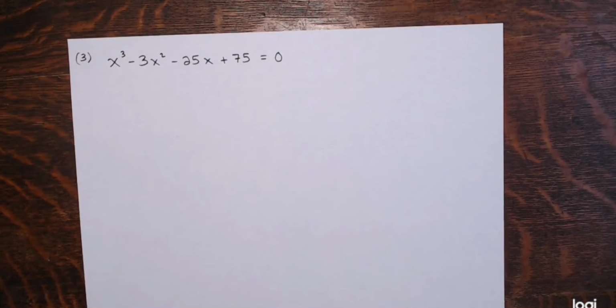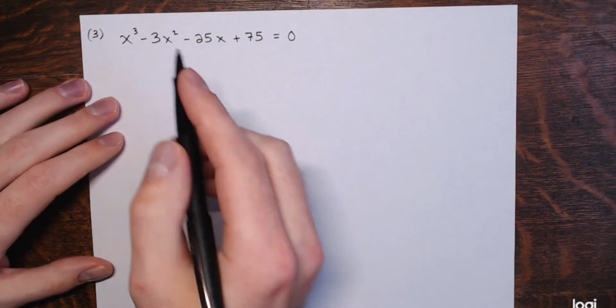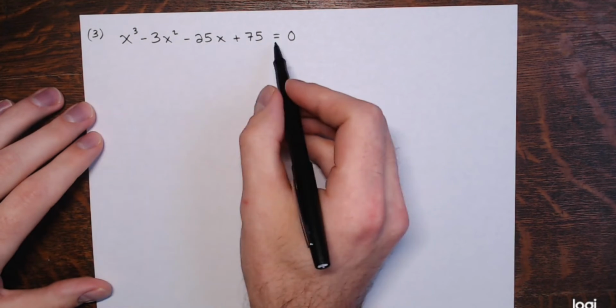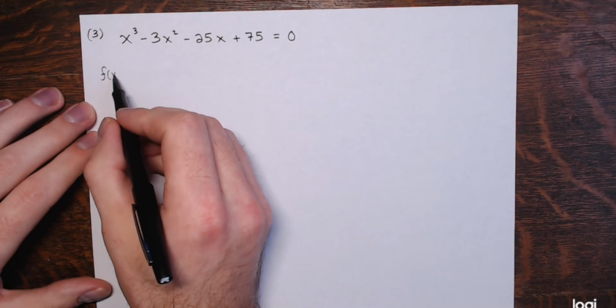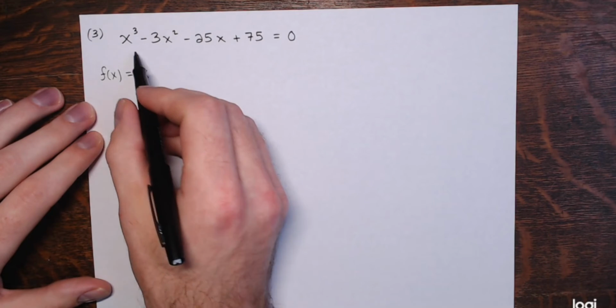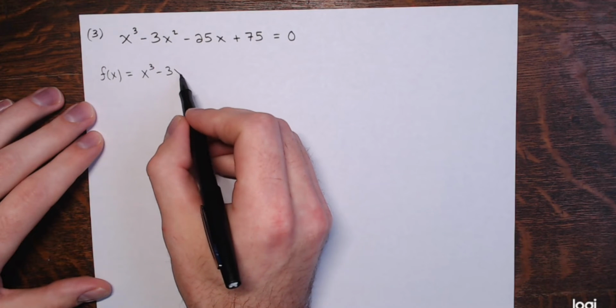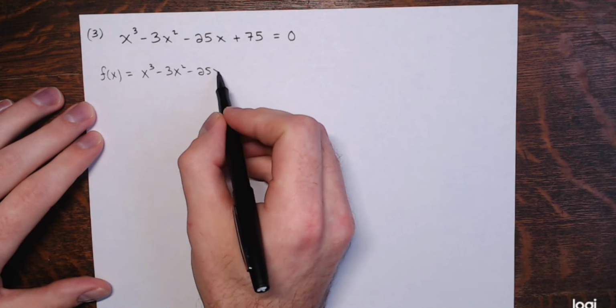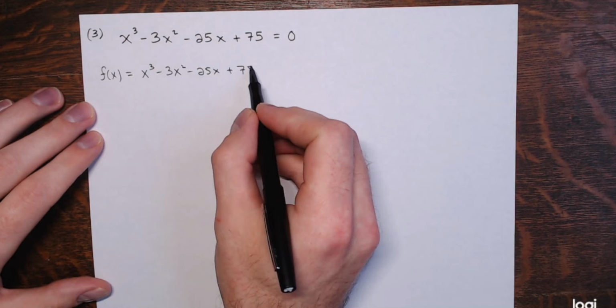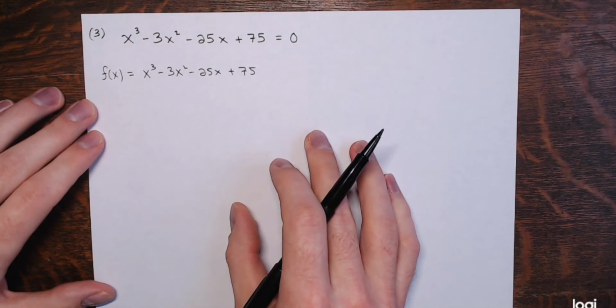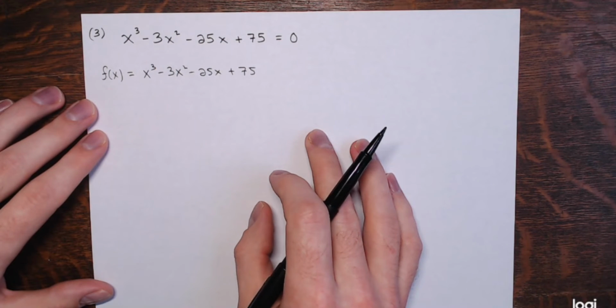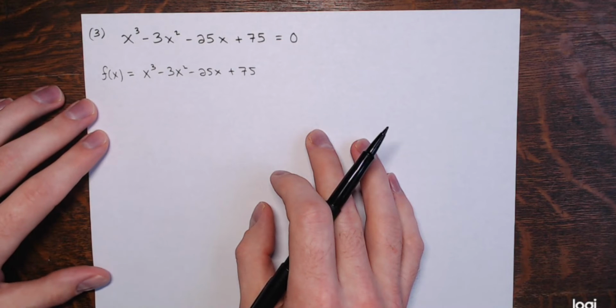All right, so next example. All right, now again, we're finding the zeros of this polynomial function. It's everything equals 0. Some polynomial x cubed minus 3x squared minus 25x plus 75. When is this equal to 0? And once again, I see that this can be factored by grouping.